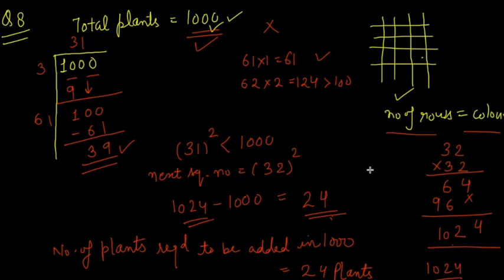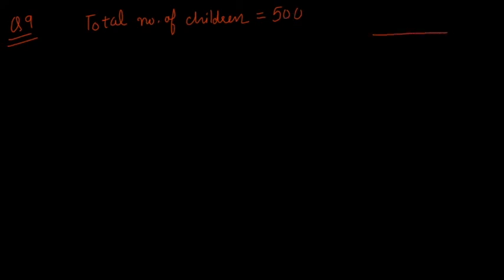Now I am going to explain you the last question of this chapter, which is question number 9. There are 500 children in a school. So total number of children is given. Total number of children in a school is given how much? 500. For a PT drill, they have to stand in such a manner that the number of rows, again the same concept, if I am taking 2 rows, there has to be 2 columns. So the number of rows is equal to number of columns.